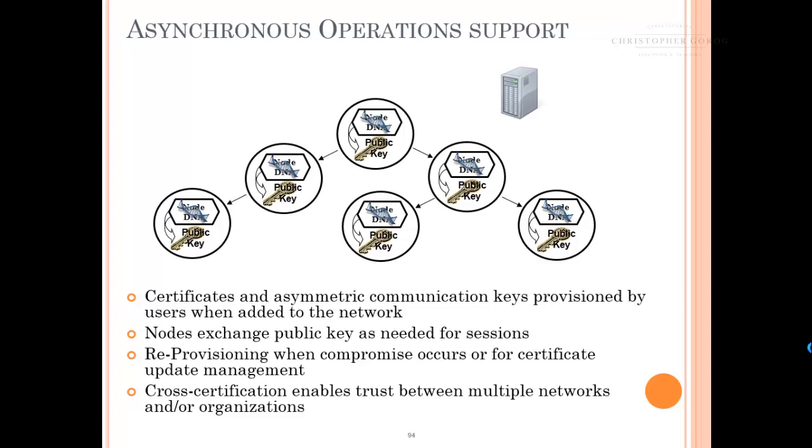This allows for cross-certification and enables trust between multiple networks and multiple organizations, even companies and different organizations outside, such as where utility companies have to interconnect and talk to each other for different rate usage or for roving loads such as electric vehicles.